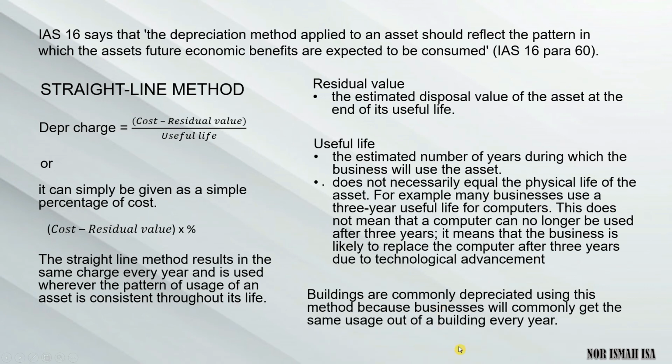Buildings are commonly depreciated using this method because a business will commonly get the same usage of the building every year. So you say that the rent will always be the same every month, so the usage is the same every year. Or the usage of the space is also evenly used. So for this one we can use the straight line method.